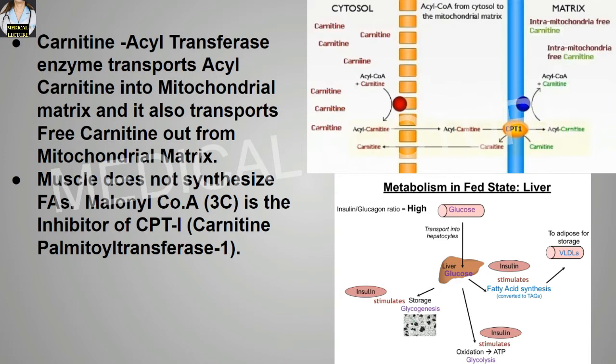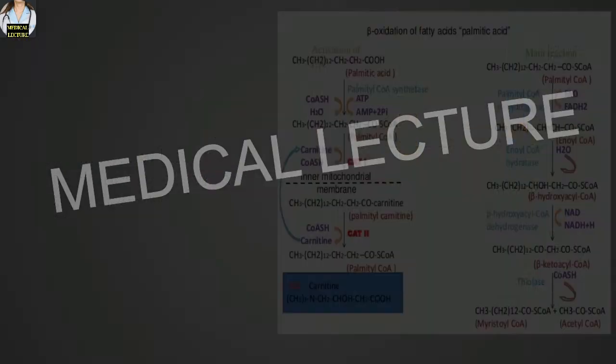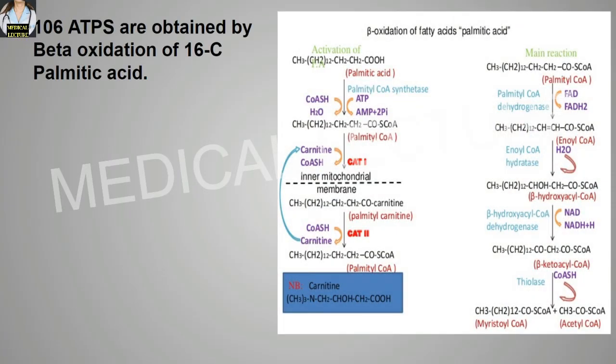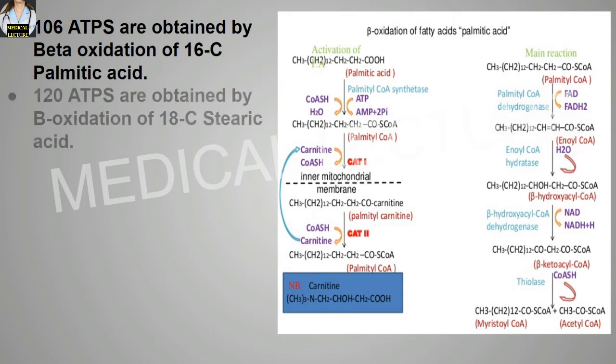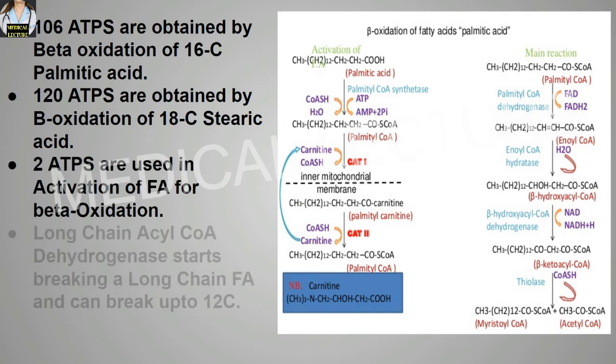Muscles do not synthesize fatty acids. Malonyl-CoA, having 3 carbons, is the inhibitor of carnitine palmitoyl transferase 1, or carnitine acyl transferase 1. In the fed state, beta oxidation is inhibited. 106 ATPs are obtained by beta oxidation of 16 carbon palmitic acid. 120 ATPs are obtained by beta oxidation of 18 carbon stearic acid. 2 ATPs are used in the activation of the fatty acid for beta oxidation.